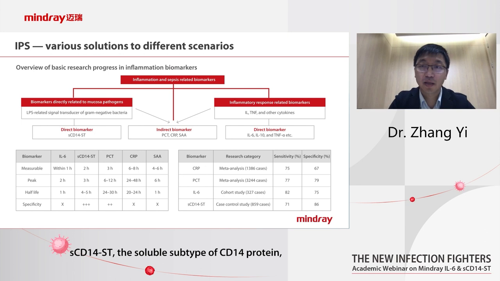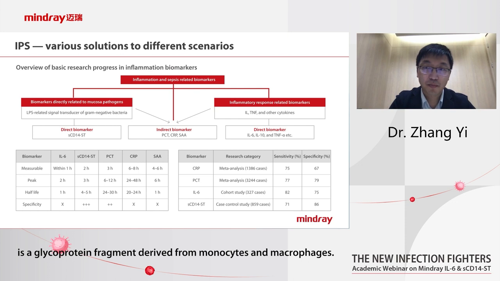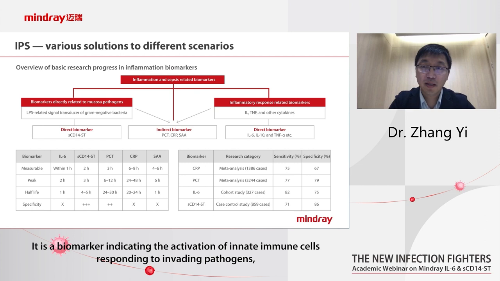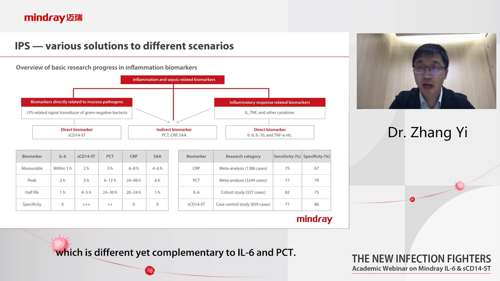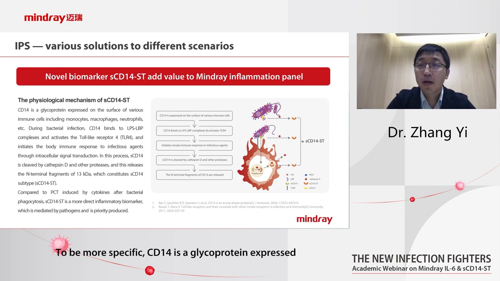sCD14-ST, the soluble subtype of CD14 protein, is a glycoprotein fragment derived from monocytes and macrophages. It is a biomarker indicating the activation of innate immune cells responding to invading pathogens, which is different yet complementary to IL-6 and PCT. To be more specific, CD14 is a glycoprotein expressed on the surface of various immune cells, including monocytes, macrophages, neutrophils, etc.